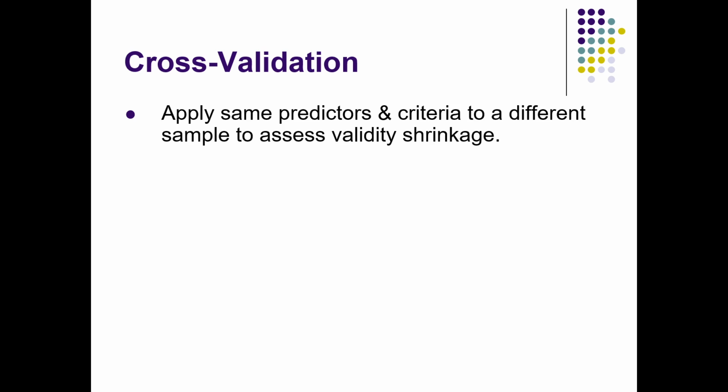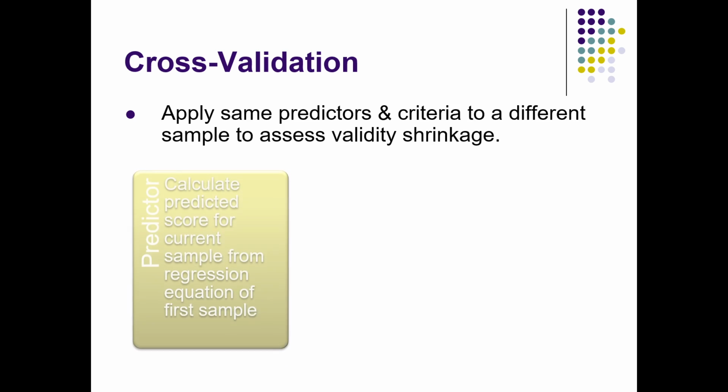So you want to always be cross-validating, it's called. You want to test it again on another sample and make sure that we aren't experiencing validity shrinkage, where it's getting less and less valid.